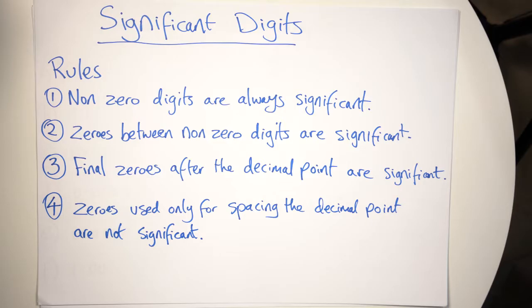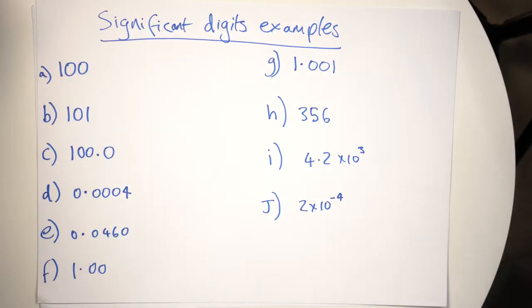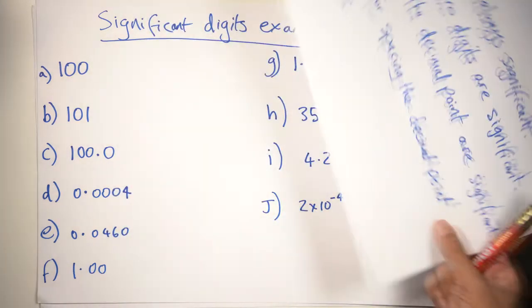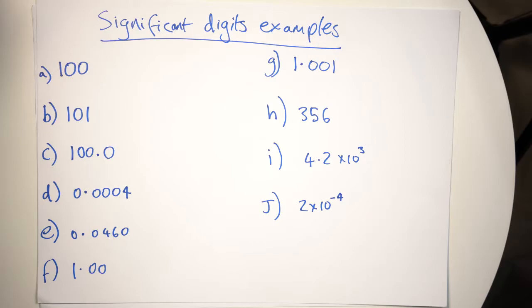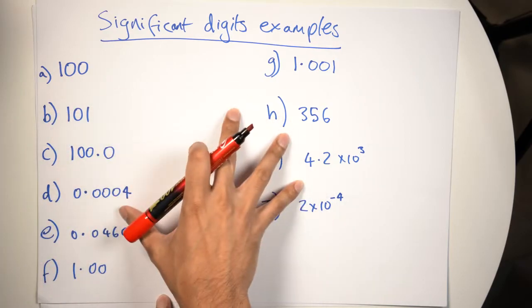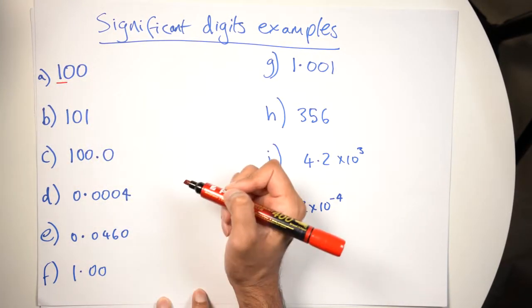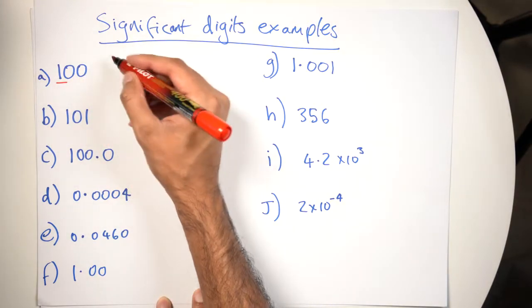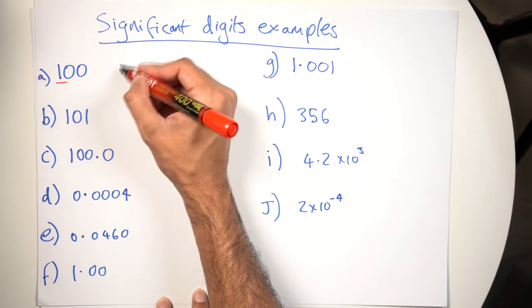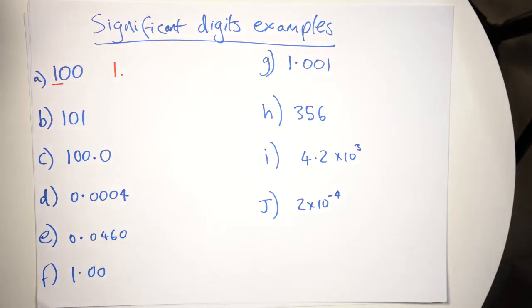Now, what does this all mean? Let's just put this to the side and have a look at some of these examples. I'll talk you through the rules as I do these. So with this one, we've got one non-zero digit and these are zeros. So for this reason, the number of significant figures is 1, or the number of significant digits.